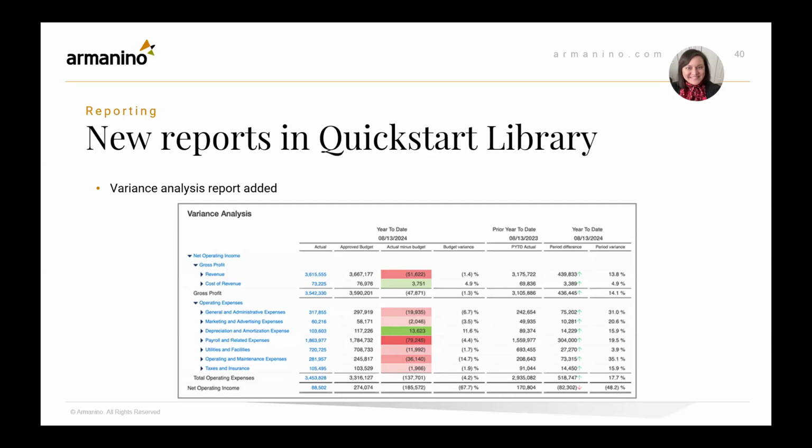So again, these new reports, as well as any of the Quick Start library reports, don't automatically populate your reports center. You do need to install them. There's a method that I will show you when we get into the demo of how you can install those reports. But there are 3. There is a variance analysis report shown here. There is also a variance analysis by department, and then a variance analysis report by location. So all of those are available in the Quick Start library.